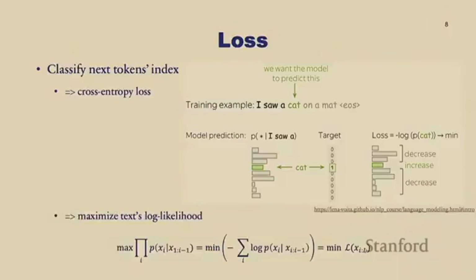One thing to notice is that, as you all know, this is just equivalent to maximizing the text log likelihood, because you can rewrite the max over the probability of this autoregressive language modeling task as the minimum over, I just added the log here and a minus, which is just the minimum of the loss, the cross entropy loss. So basically minimizing the loss is the same thing as maximizing the likelihood of your text. Any questions? Okay.